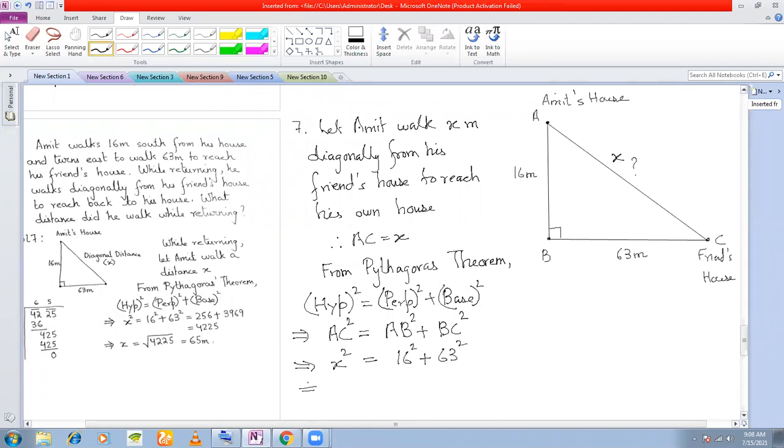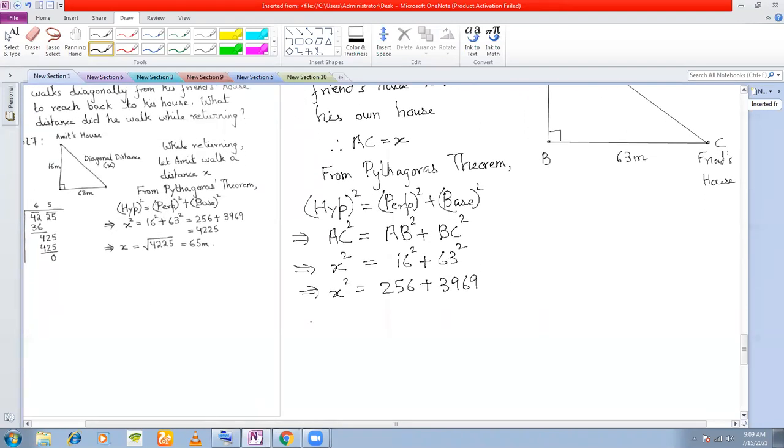So x square is equal to the square of 16, which is 256, and the square of 63 is 3969. You add these two to get 4225. So x must be equal to the square root of 4225. Now how to find the square root of 4225? You can use your division method. In fair only you will show, not in rough.